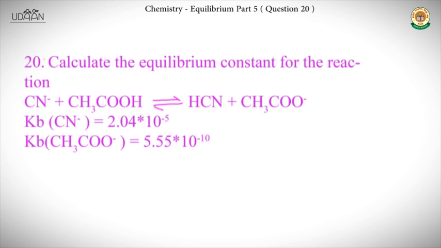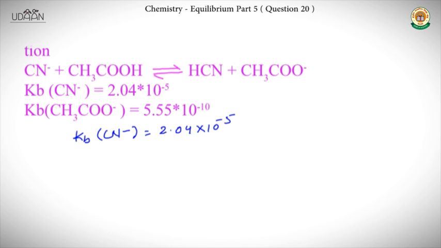Coming to question 20 now: calculate the equilibrium constant for the reaction CN minus plus CH3COOH in equilibrium with HCN plus CH3COO minus, and the Kb for CN minus is 2.04 into 10 to the power minus 5, and the Kb for CH3COO minus is 5.55 into 10 to the power minus 10. So how will we proceed in this question? I know the Kb for CN minus. Let's proceed with whatever has been given to us.